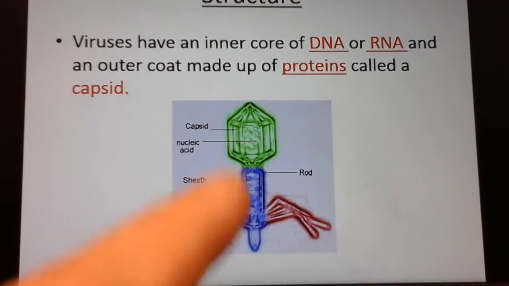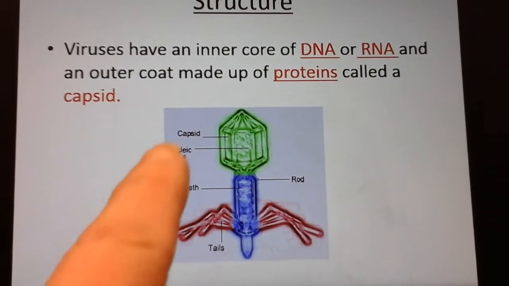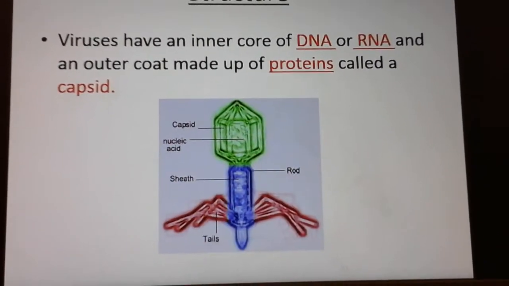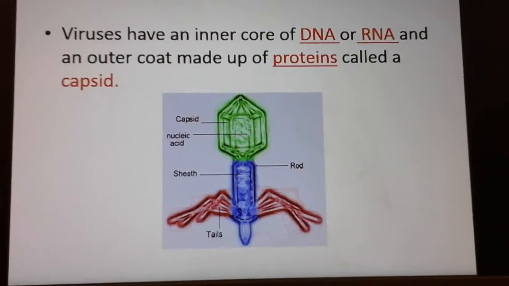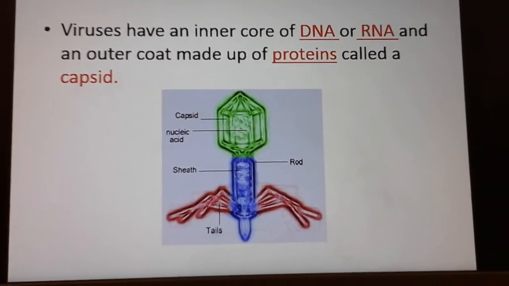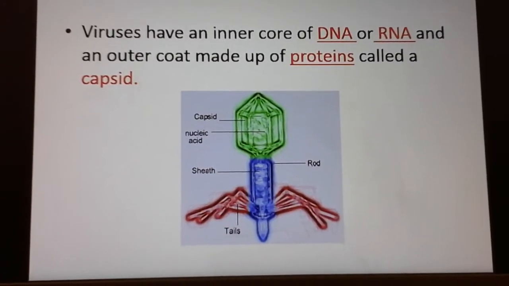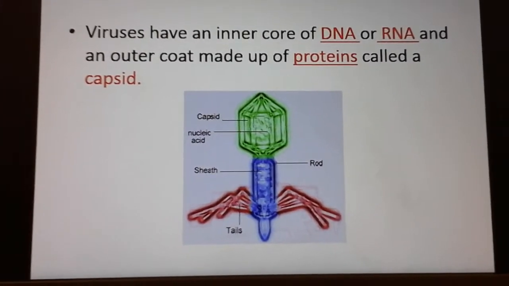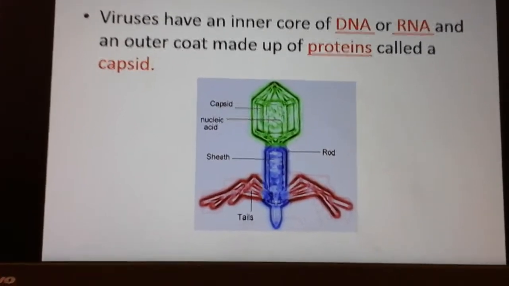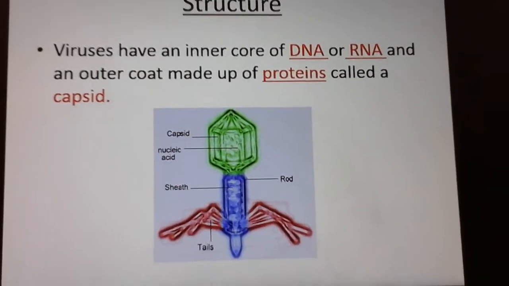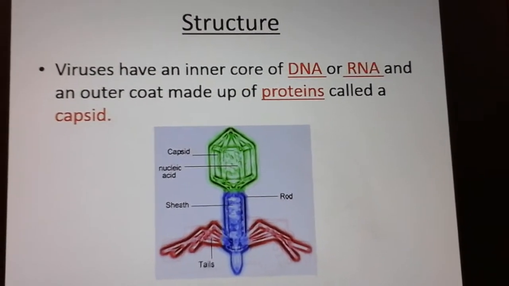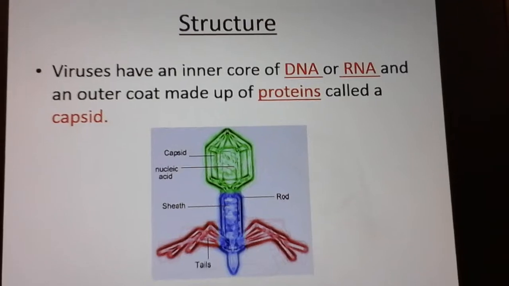But all viruses have this shell on them, so that would be like the shell of the M&M. And that shell is called a capsid, and the shell is made from proteins. Different viruses have different kinds of shells. The flu virus has one kind of protein in its shell, while mono, which is another virus, has another kind of protein in its shell. HIV has another kind of protein in its shell. So different kinds of viruses, their shells are made up of different proteins. That's what makes them different.